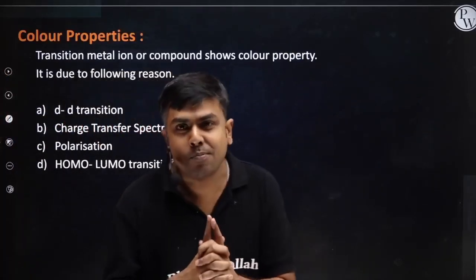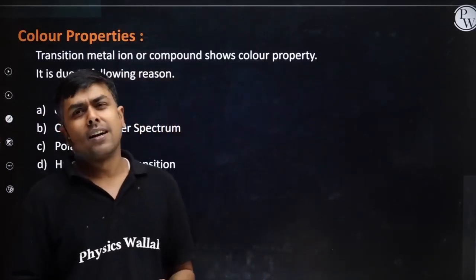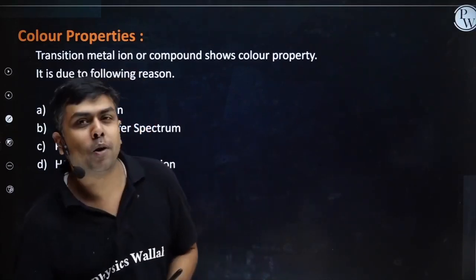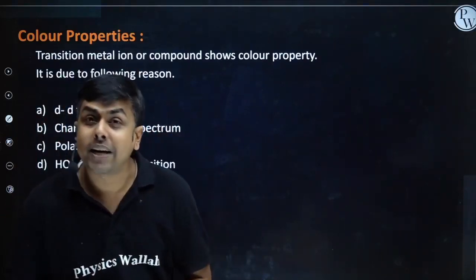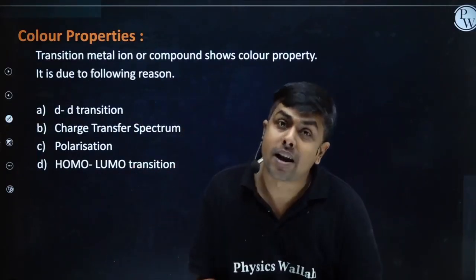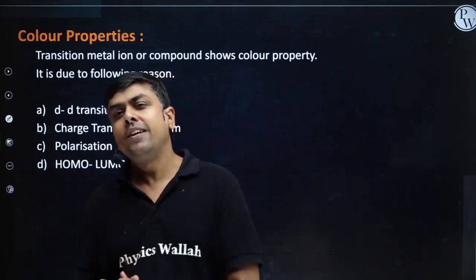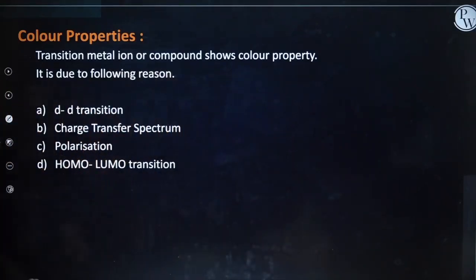Moving ahead, the next property that we need to discuss and understand is the coloration property of d-block elements. Most of the d-block elements, or most of the transition elements, are colored. Can you tell me why they are colored? Students, they are colored because of the following reasons.